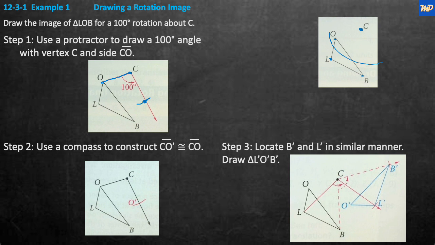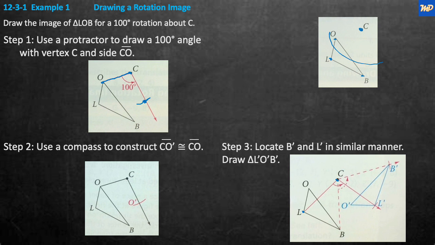So if you watch a video, you know this is going to switch. This will be a triangle when I'm done. Anyways, so it says locate B prime, L prime in a similar manner, and then draw the triangle. So how do you do that? So then it says basically you're going to go from C, because everything's rotating from C, and you're going to draw this red line going down here to L.